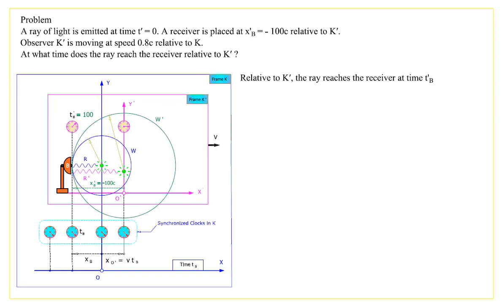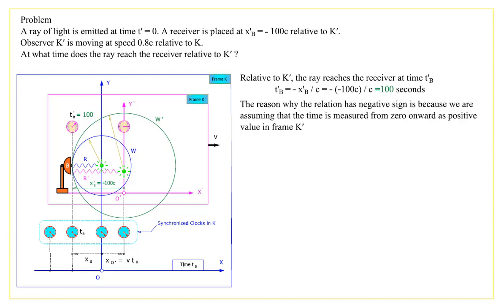The wave reaches the receiver at time t'_B equals negative x'_B over c equals 100 seconds. The reason why the relation has a negative sign is that we are assuming that the time is measured from 0 onward as a positive value in frame K'.